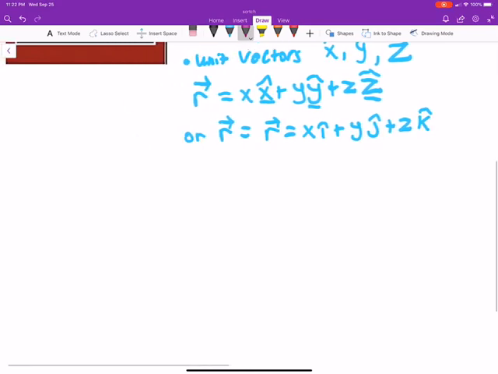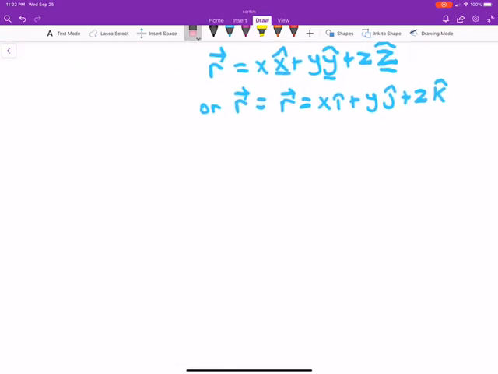So let's look at a few examples. And come over here. Let's look at a velocity vector.